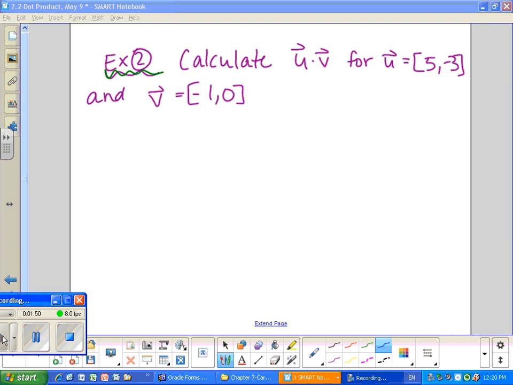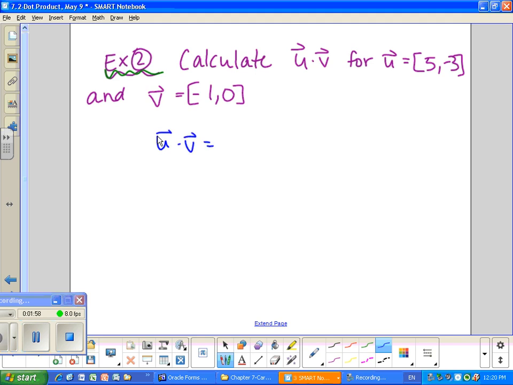Okay, so if you're going to find the dot product in a case where you're given the vectors, your formula for the dot product is you take your x's and you multiply them. So 5 times negative 1, plus you take your y's and you multiply them. And so if you simplify, you have negative 5 plus 0. So the dot product is negative 5.